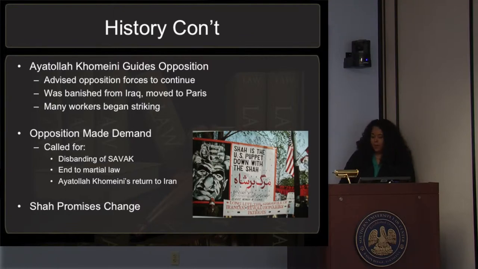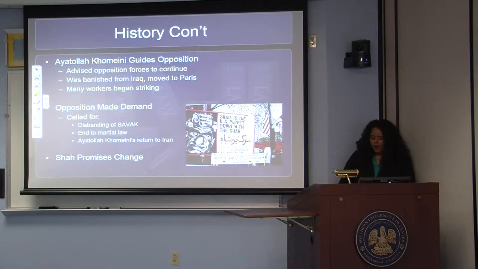Under his guidance, many workers went on strike. The opposition made demands, calling for Sabah, who had been killing protesters, to be disbanded, and an end to the martial law that was creating more violence, and for the Ayatollah to be allowed to return to Iran. The Shah tried to ward off the demise of his reign and power by swearing to make changes, and to demonstrate this, arrested members of his own regime. These attempts failed, and in January of 1979, he and his family left Iran, calling it a vacation and refusing to admit his reign was over.